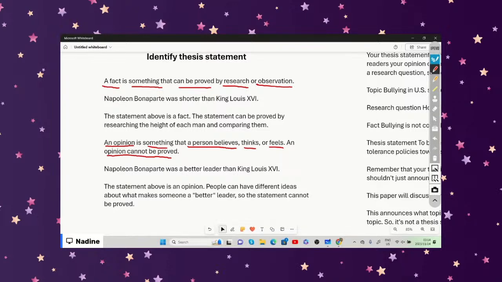So opinions cannot be proven. That is why it's your opinion. That is how you feel. That's what you believe in. Right? So that is an opinion compared to a fact. Because remember, facts can be proven, opinions cannot.